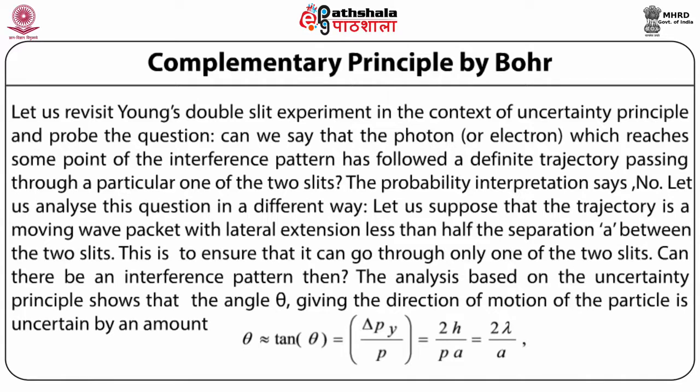Let us now suppose that the trajectory is a moving wave packet with lateral extension less than half the separation A between the two slits. By doing this, we are trying to ensure that the wave packet can go through any one of the two slits. Now, by imposing this condition, what we need to check is whether there will be an interference pattern or not.